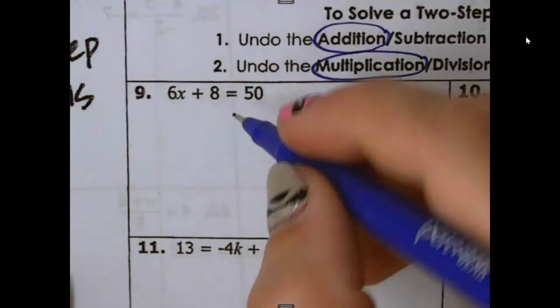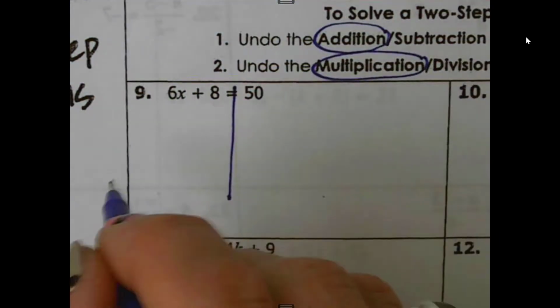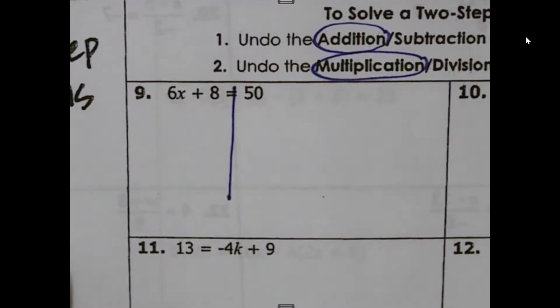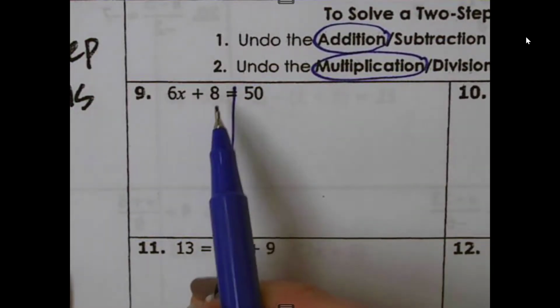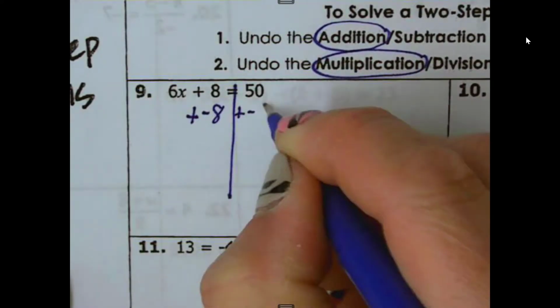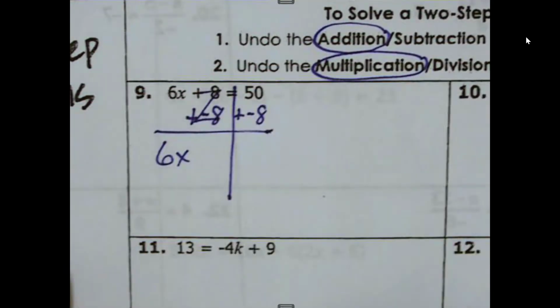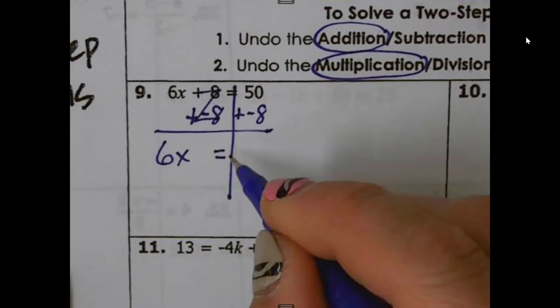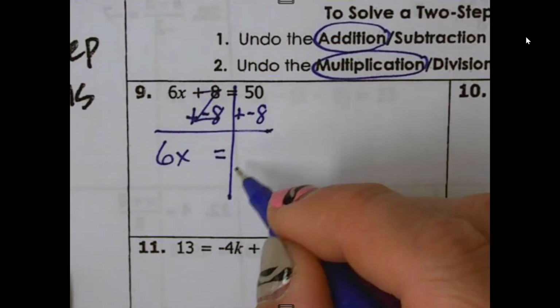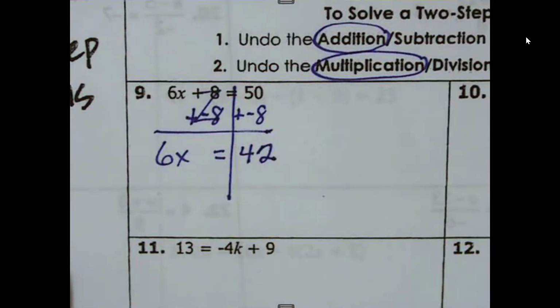Okay, number 9, I always like to draw my line. That keeps everything in balance. So if I do something to one side, I have to do it to the other. Our constant is positive 8. So what are we going to have to add to both sides to get rid of that positive 8? Well, I know the opposite of 8 is negative 8. So I'm going to add negative 8 to both sides. Zap. 50 plus negative 8 is 42, and it's a positive.